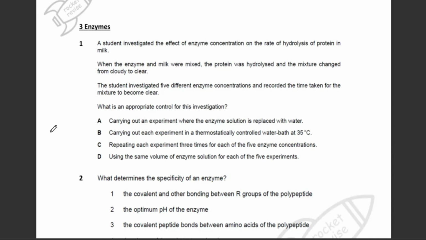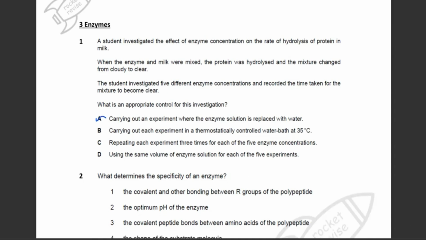Why should... yes, go ahead. Concentration now. If there is no concentration, okay. So this is A. Perfect.